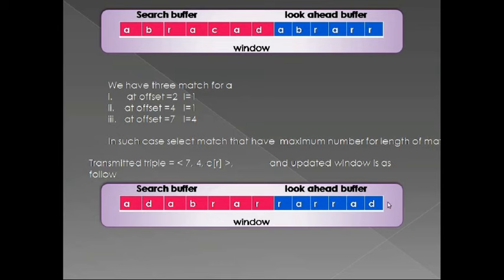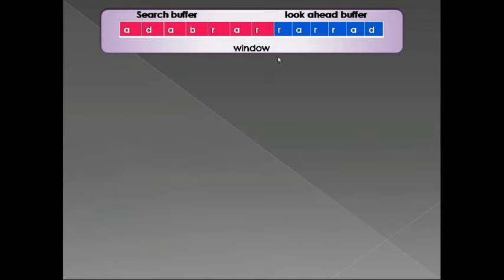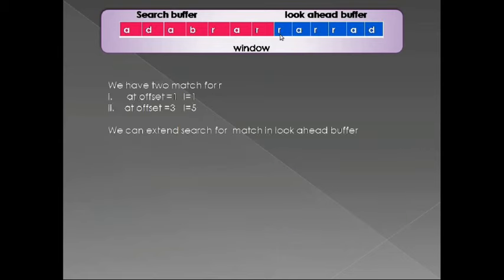Now again, look here, for this R we have 2 different matches. The very first is at offset 1 and length of match 1, which is this R matching with R. Now look at the second: at offset 3 we have a length of match equal to 5. At offset 3 the length of match is equal to 5.